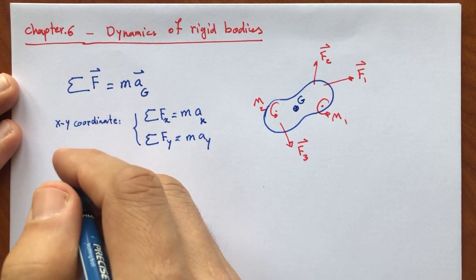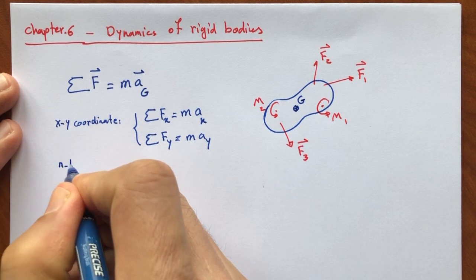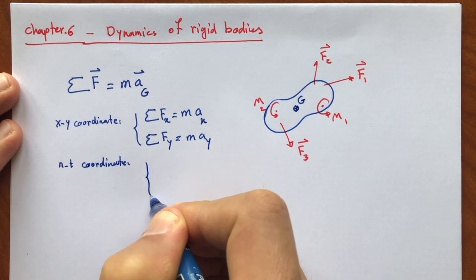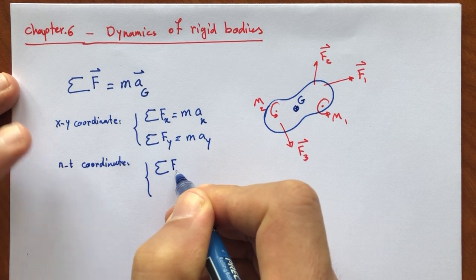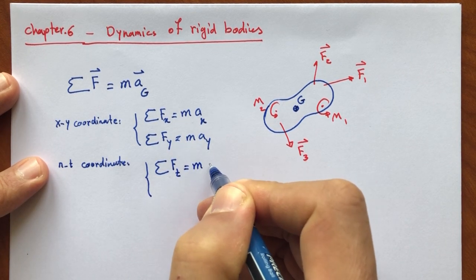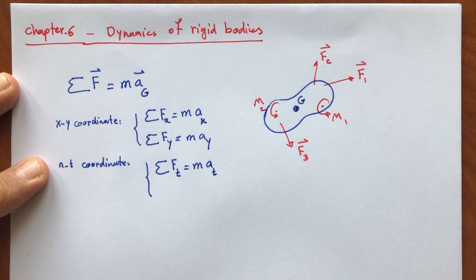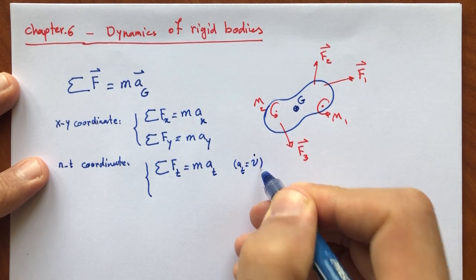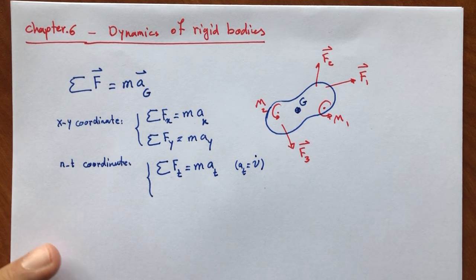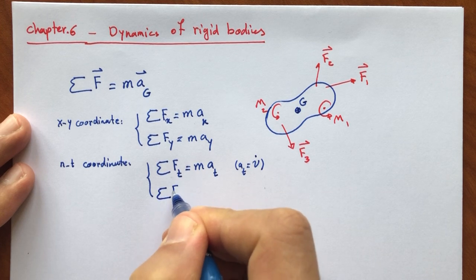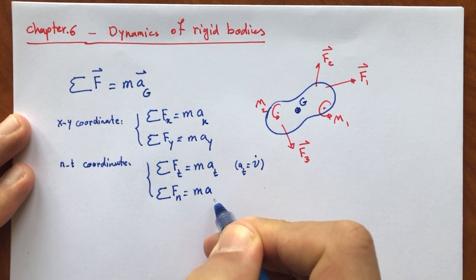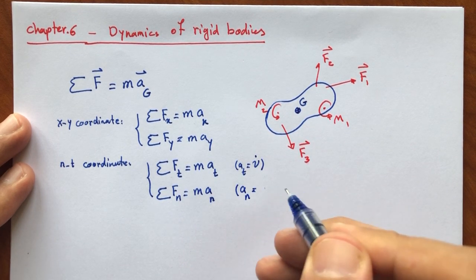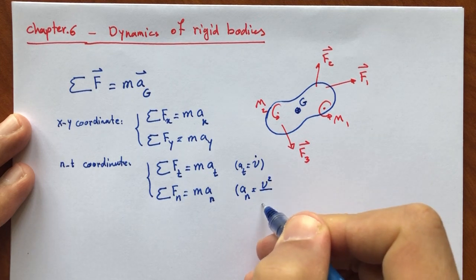So for example, if you are using normal tangential coordinates, you can write these equations as sum of the forces in the tangential direction is equal to mass times acceleration in the tangential direction. Just to remind you, acceleration in the tangential direction was speed dot or v dot. And sum of the forces in the normal direction is equal to mass times acceleration of the centroid in the normal direction. And again, just to remind you, acceleration in the normal direction is equal to velocity squared divided by rho.